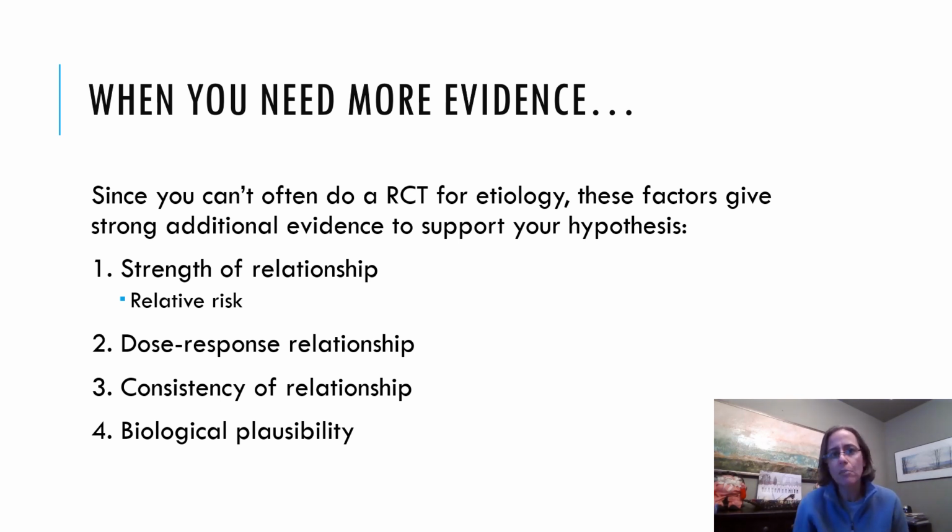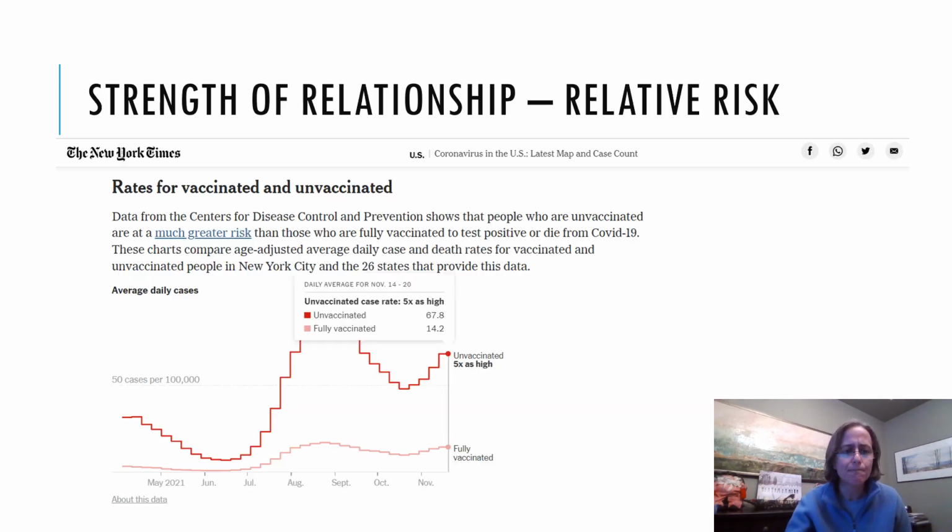And then biologic plausibility. This means based on what we know about biology and medicine, does it make sense that this could be causing this, right? So let's just take a look at a few of those things. This is relative risk. So this is looking at strength of the relationship.